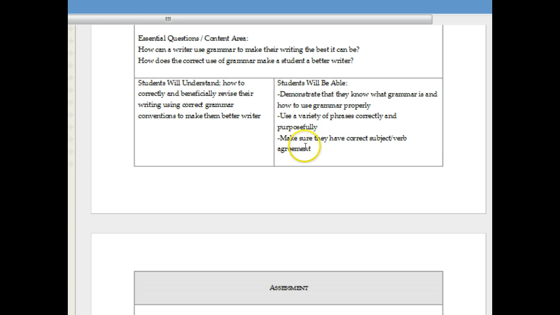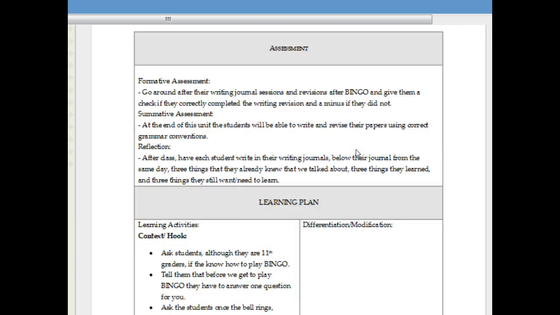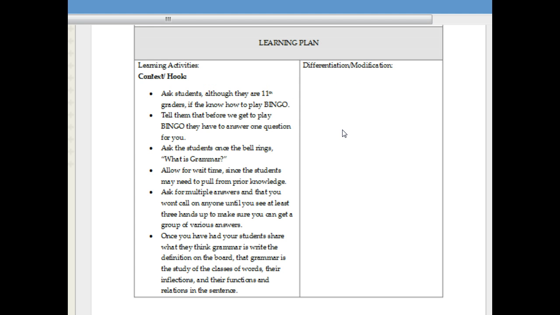Make sure they have correct subject-verb agreement. This is you talking, not what you want to post on the board for the kiddos. What you want to post on the board for the kiddos is: revise rough draft of essay to ensure correct subject-verb agreement at 100% accuracy, okay? That way it's measurable for the kids, it's measurable for you, and they know exactly how they're going to meet that, okay? Hope that makes sense. All right. So formative assessment, looking at journal sessions and revisions, bingo game, write and revise papers. Okay, yep, looking good. All right.